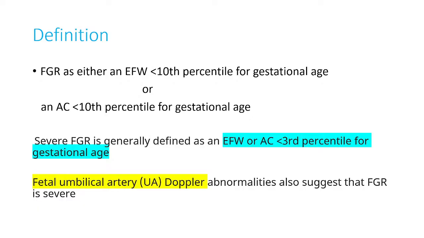So, these two things have to be taken care of while diagnosing fetal growth restriction. Then again, what is severe fetal growth restriction? Severe is when the percentile is less than 3 percentile. Whenever AC or estimated fetal weight is between 3 percentile and 10 percentile, that is fetal growth restriction. If it is less than 3 percentile, then it is severe fetal growth restriction.